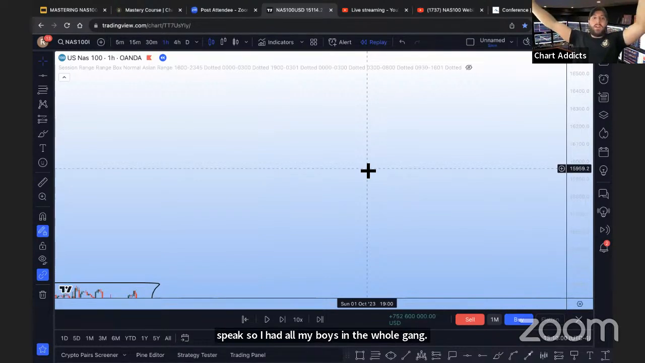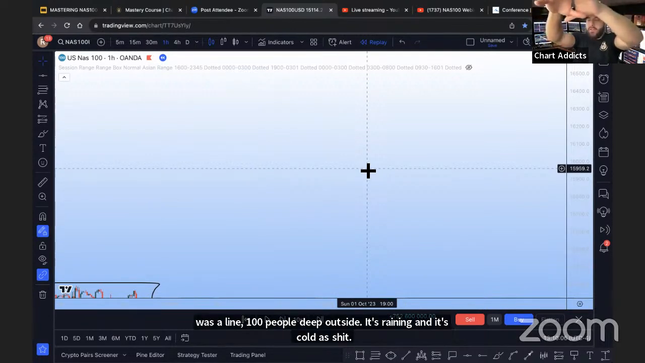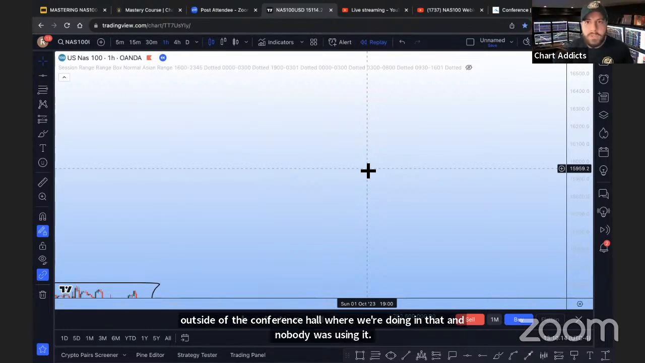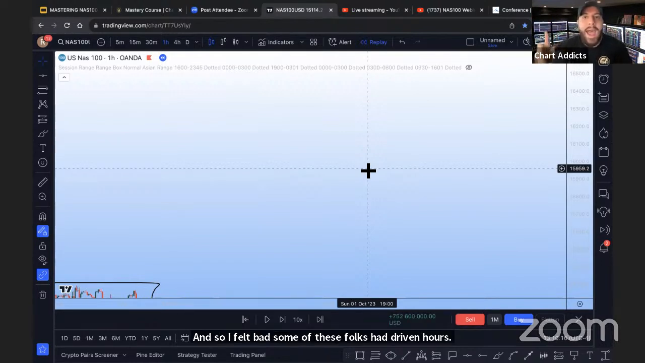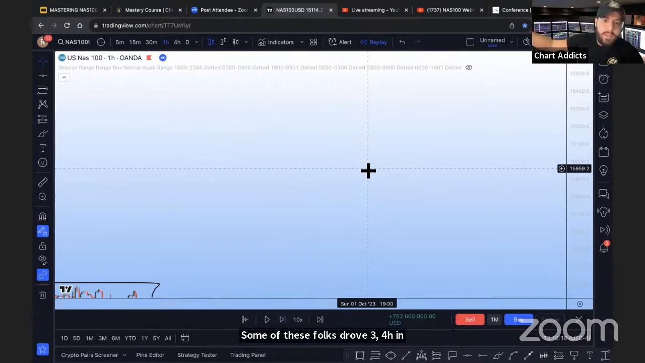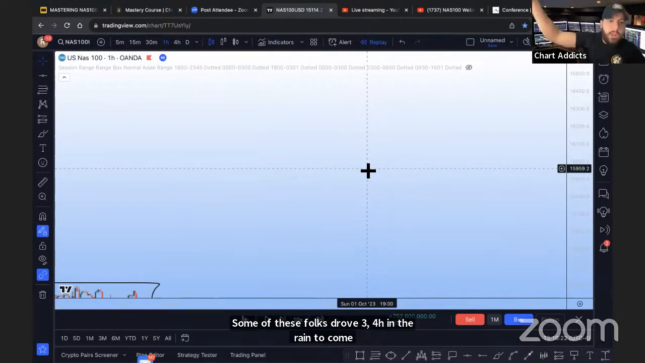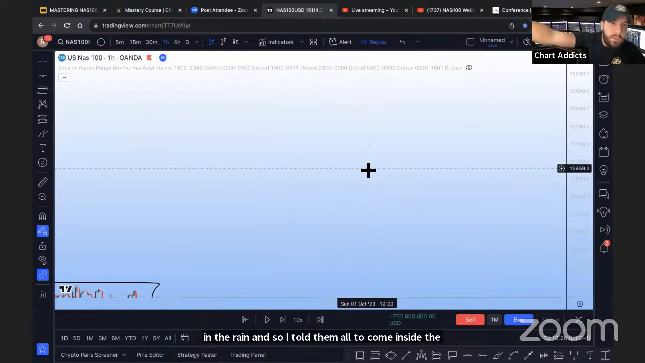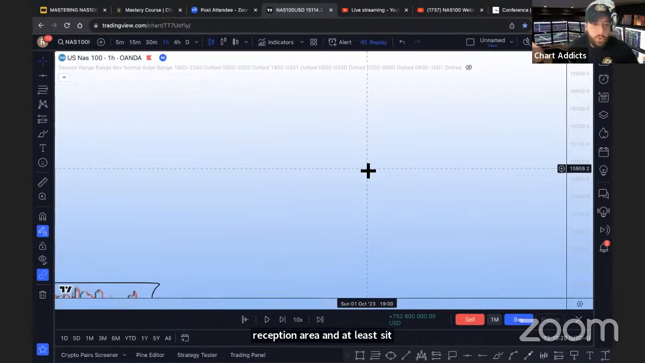And obviously there was a line, 100 people deep outside. It's raining and it's cold as shit. So I feel bad. There's this reception area outside of the conference hall where we're doing it, and nobody was using it. Some of these folks drove 3-4 hours in the rain to come to this thing, and I couldn't just watch them sit in the rain. So I told them all to come inside the reception area and at least sit inside, but they couldn't watch the presentations because there was no more room.